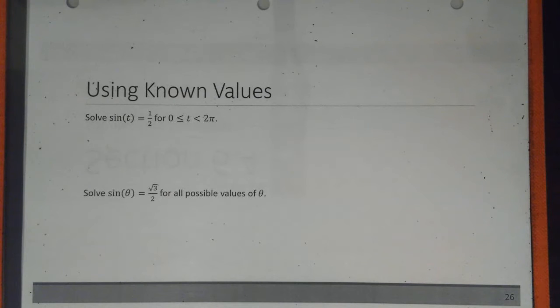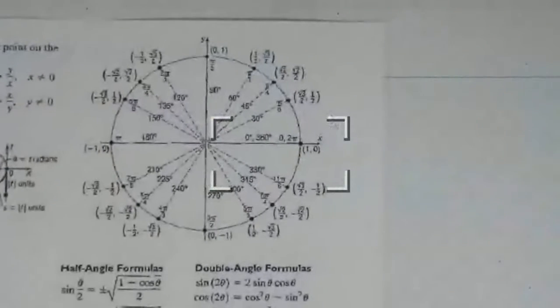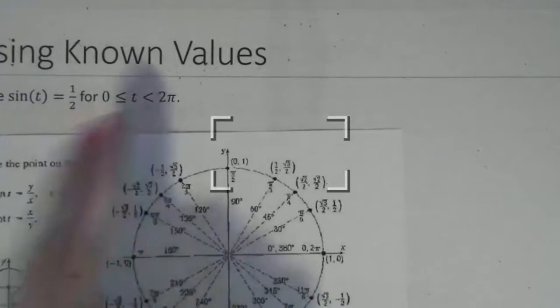We're going to solve the sine of t is equal to 1/2 for t being between 0 and 2 pi. So what we're doing is we are finding all of the angles that have a sine of 1/2. On my unit circle, sine is given by the y value. So I need to find all the angles that have a y value of 1/2. And it's between 0 and 2 pi, so we're thinking in terms of radians.